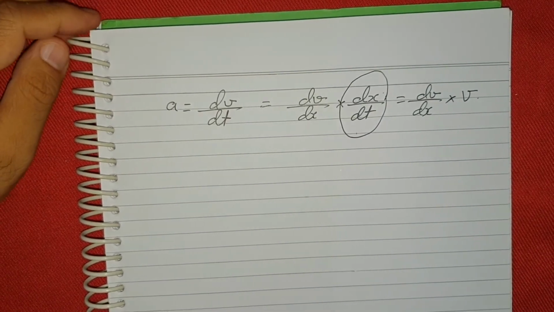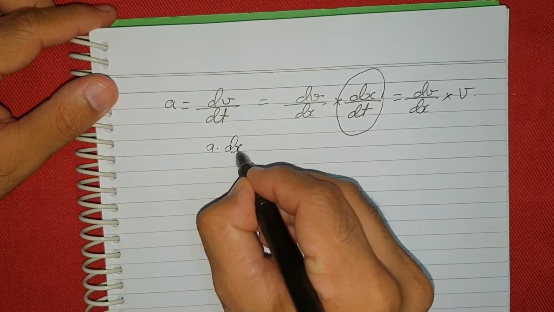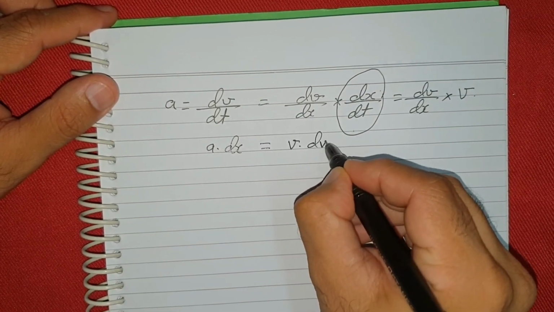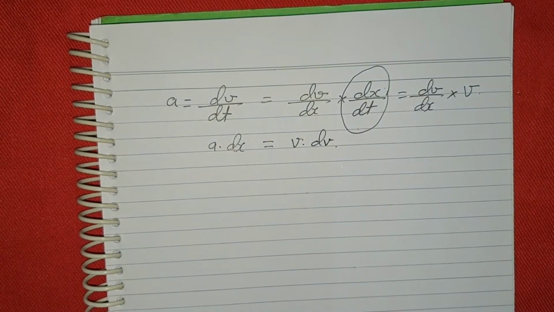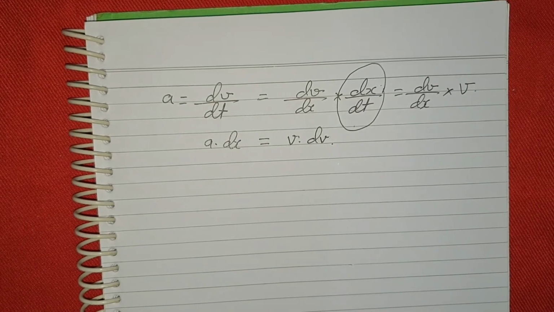Now cross multiplying, a dot dx equals v dot dv. Now we know that u is the initial velocity, v is the final velocity of the object at position given by displacement x naught and x. So x naught is the position when the velocity was u, and x is the position when the velocity was v.